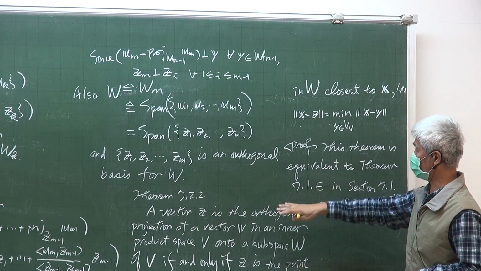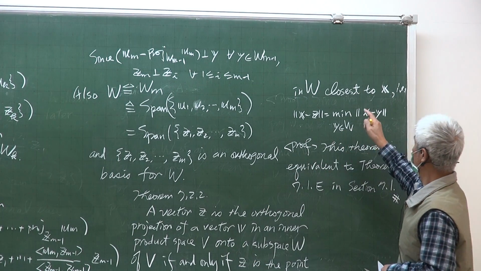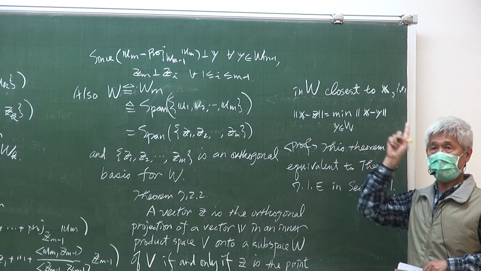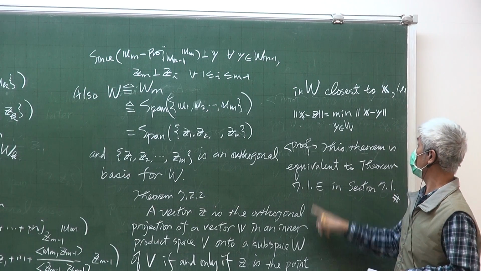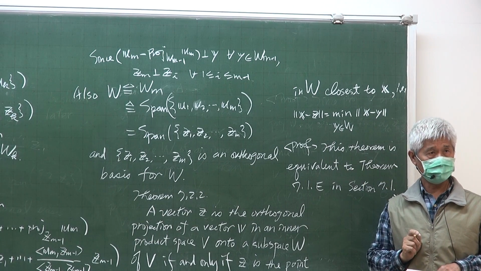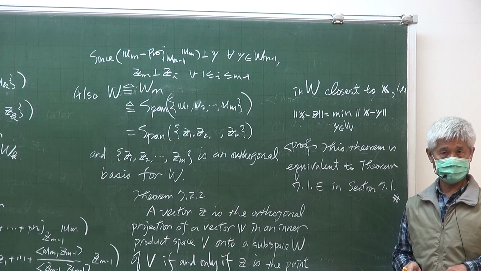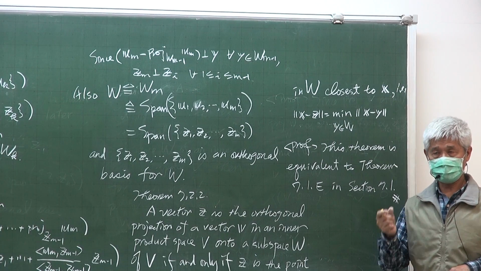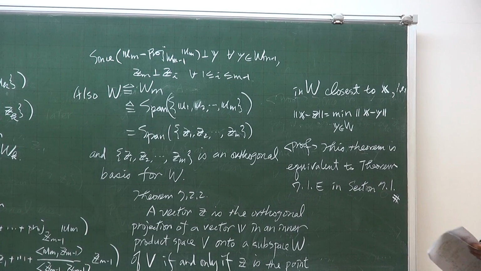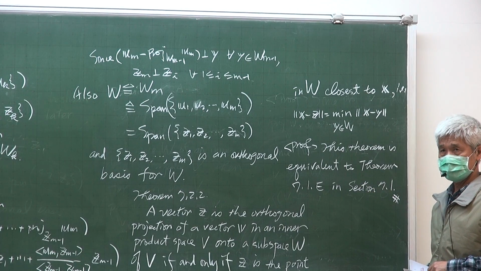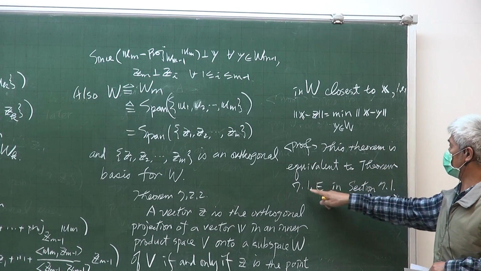Okay? So this is the forward direction. The reverse direction is that the orthogonal projection is the only vector in W satisfying this minimization property. So the reverse direction is implied by the uniqueness of the orthogonal projection. We have shown that before, so I will not repeat it again. Please see the proof of theorem 7.1.e.